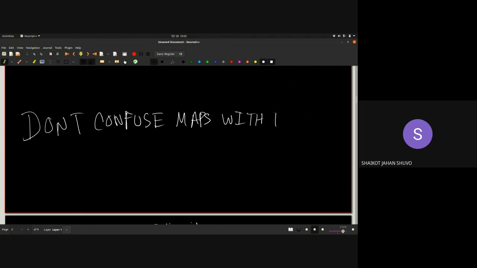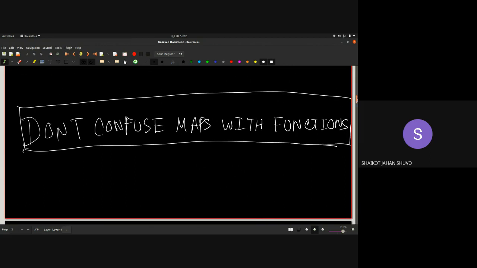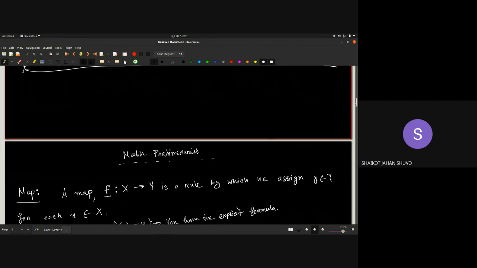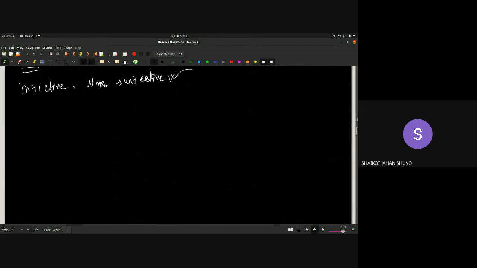Don't confuse maps with functions. Let me write this down. Up to this point, any questions? Anyone? Anything else? No, sir. Okay.